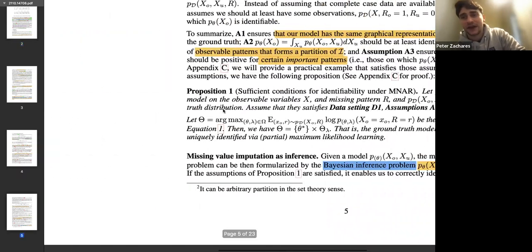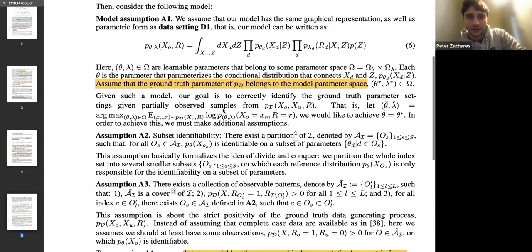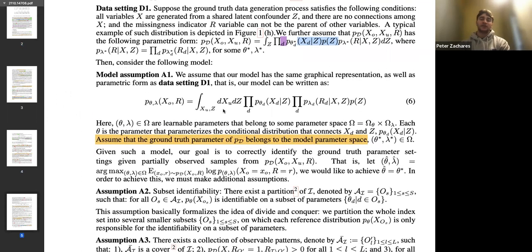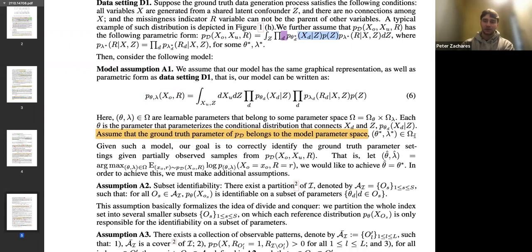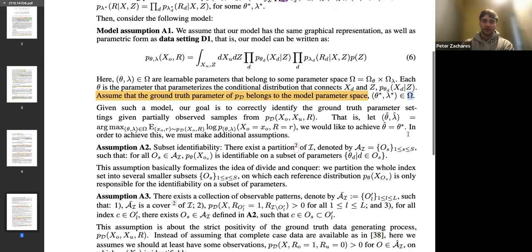So you first make that assumption, and then you have a couple of assumptions that you make about the data. The first one is the one we keep talking about. We've said a couple of times that the ground truth parameters of the distribution belong to the model space, the modeling space. So the true distribution parameters are in omega.